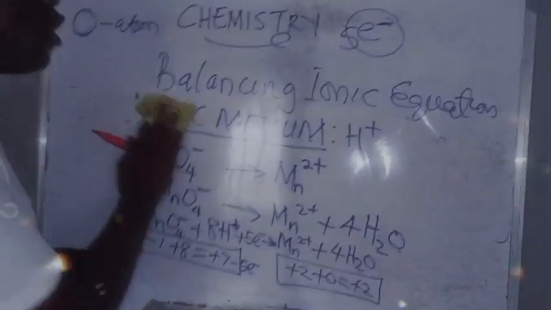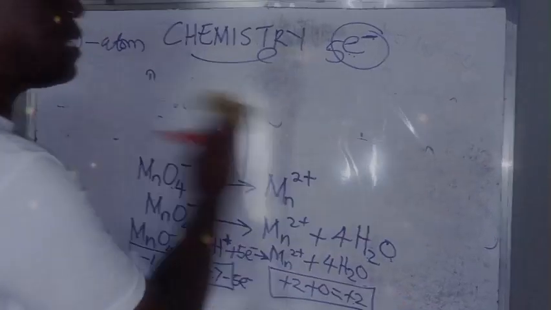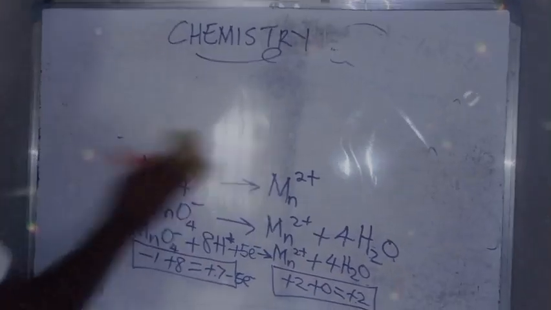Now, as a follow-up to this, let us see how an examiner may want to test you in an exam concerning balancing ionic equation in acidic medium. Now, I'm going to come up with 2 examples. The first example I'll be coming up with is this. Or before then, let's look at this. Another one, number 3. Let's try to balance this in an acidic medium.